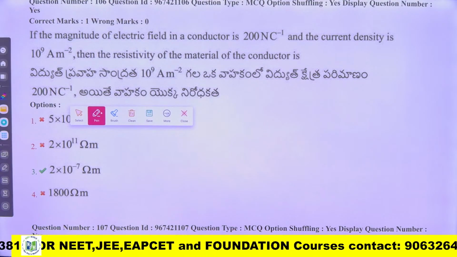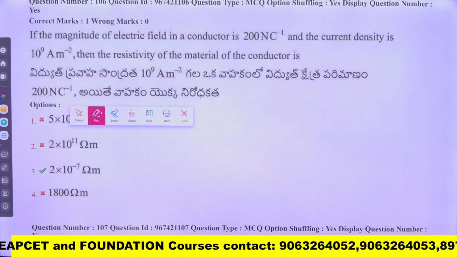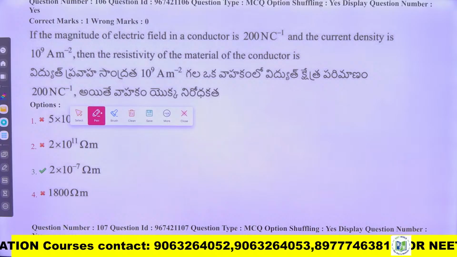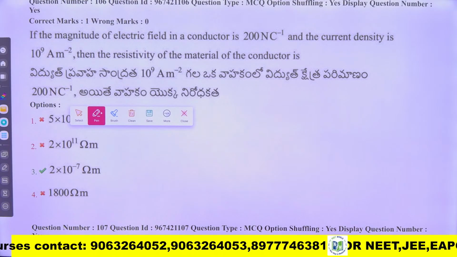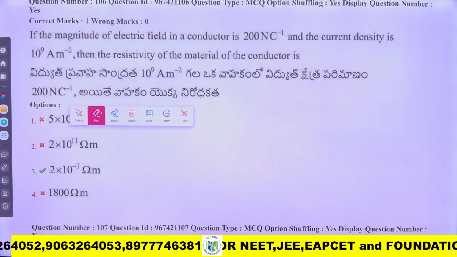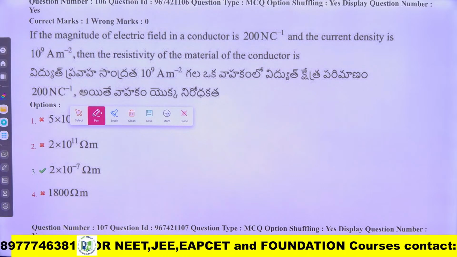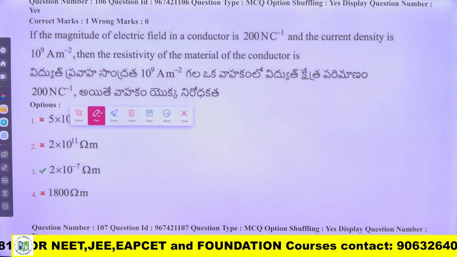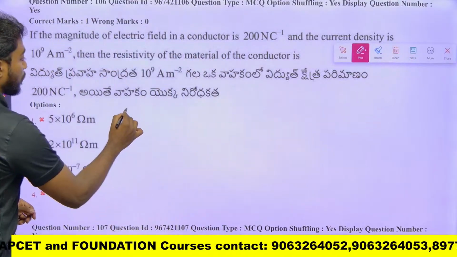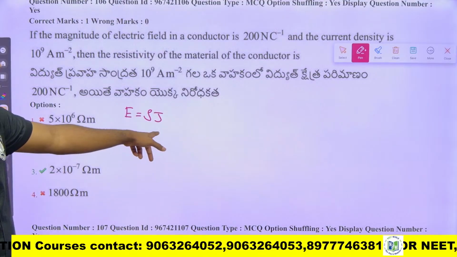If the magnitude of electric field in a conductor is 200 Newton per coulomb and the current density is 10 power 9, then the resistivity of the material of the conductor. Okay, they are asking about the resistivity of the material, right. So, what are the things given? Magnitude of electric field is given, current density is given, I need to find the resistivity. Okay, we know the formula, no? Easy, no? So, E is equals to rho into J, electric field, resistivity and current density, right.